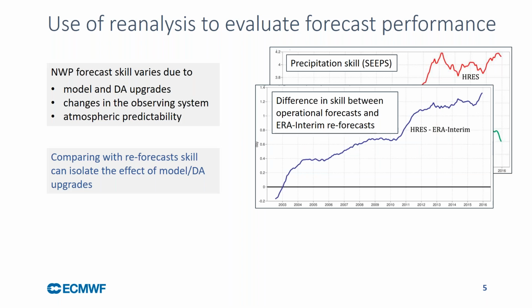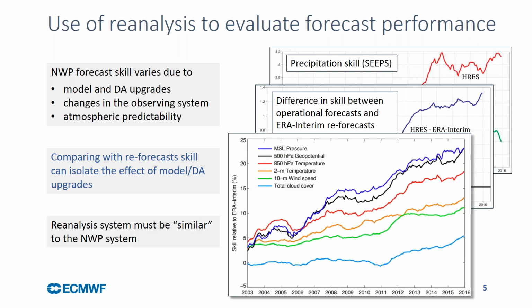Now, if you look at the difference, then you essentially isolate the effect of the upgrades because the observing system is roughly the same, and the predictability, of course, is also the same. So that curve here is really useful because it does tell you what is the impact of model and data assimilation upgrades. And so you can do this on a routine basis if you have a reanalysis that is updated in real time. And it really helps, even in the short term, let's say of a few months, to assess the impact of changes in the model. So next, please.